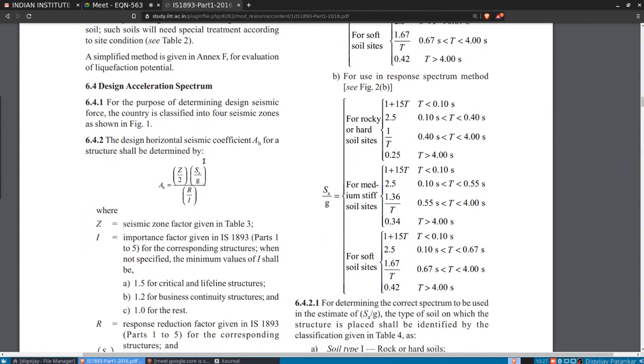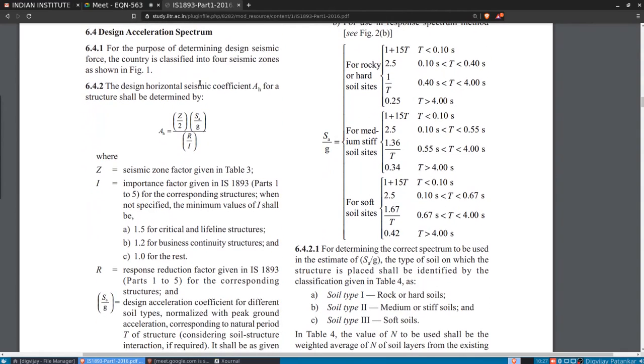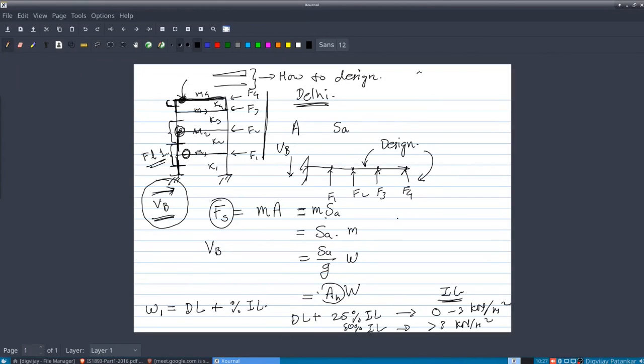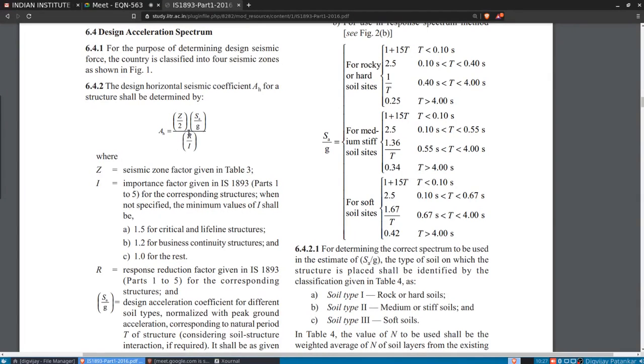Yes, here. The design horizontal seismic coefficient AH for a structure shall be determined by Z by 2 SA by G R by I. In earlier code it was simply written as AH is equal to ZISA upon twice RG, and this is how I remember it. This is Z and this is ZISA by twice RG, but now they mention it slightly different way, same thing but slightly different way. There is some purpose for that as well. Anyway, so this is the expression for that, Z by 2 SA by G R by I.